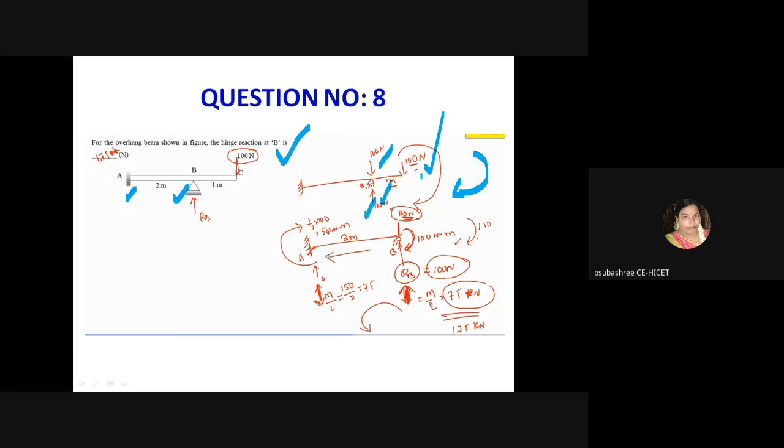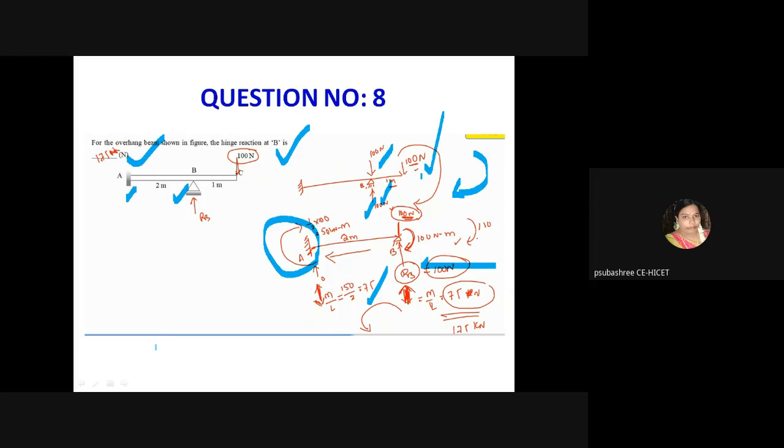The formula: at point B, 100 Newton means at support A the reaction is half into 100, equal to a moment of 50 kilonewton meter. So RB is equal to 100 Newton, and the M divided by L, 150 divided by 2, gives 75, plus the 100 Newton also available here. So 100 plus 75 is equal to 175 kilonewtons. So the reaction at B is 175 kilonewtons.